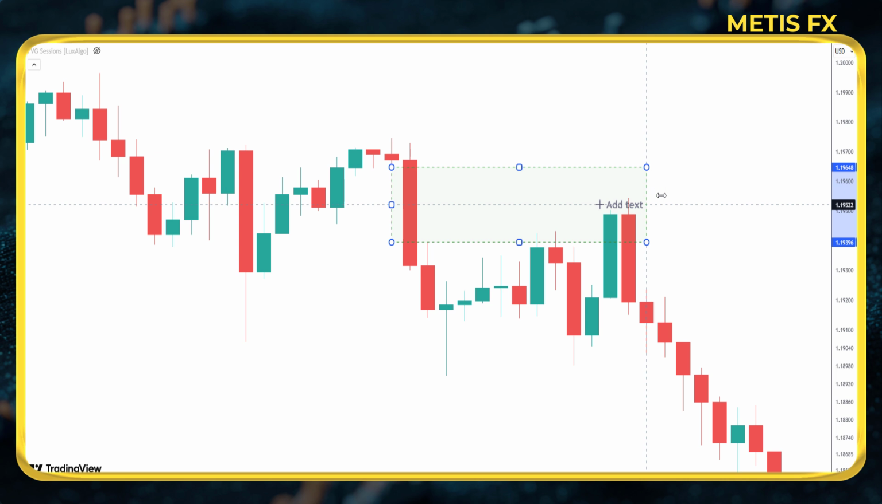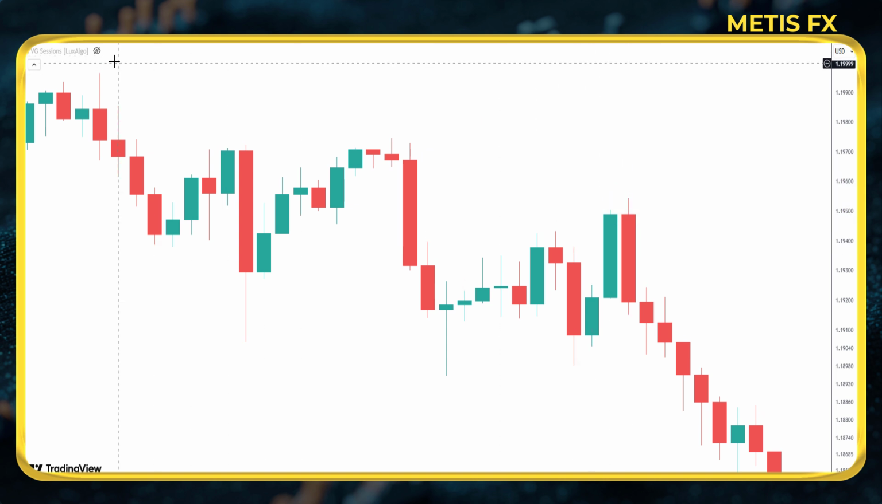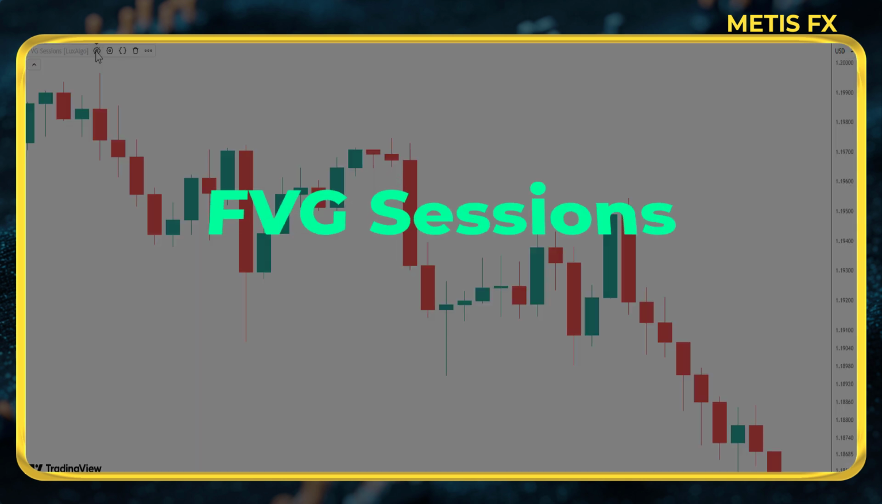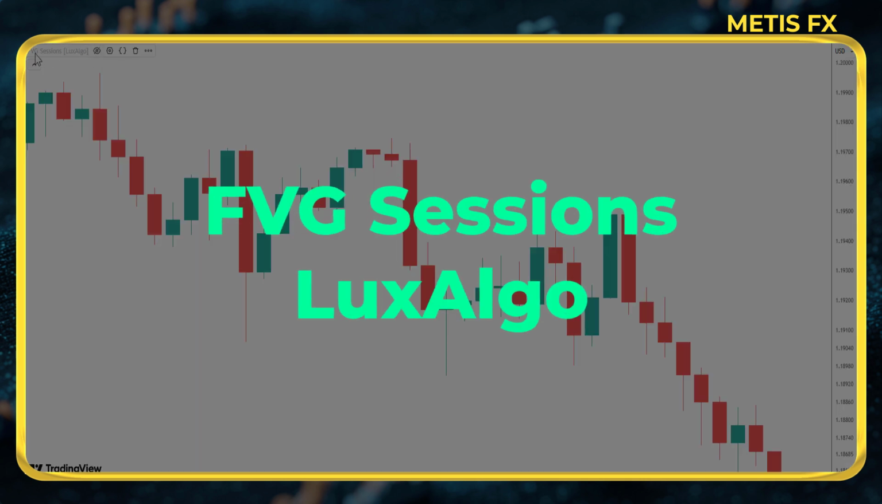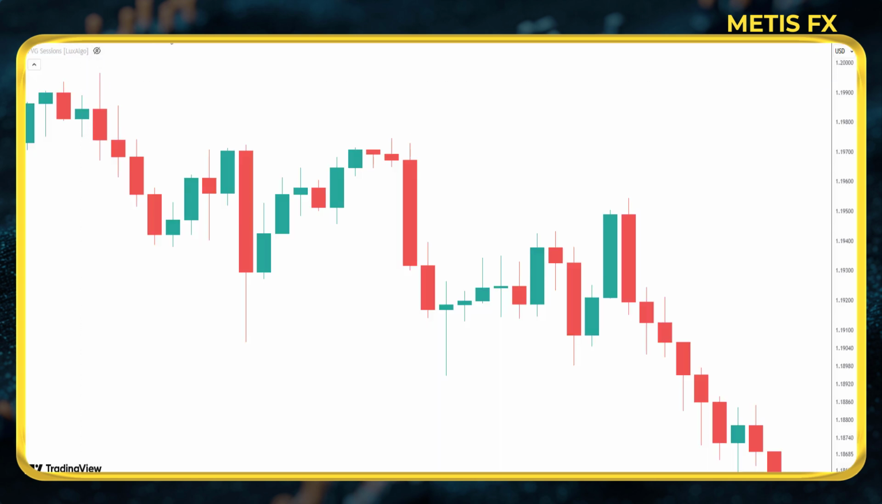To make it easier for you, I use a helper indicator that shows only the first FVG that forms each day in the same time frame, and it does not show any other FVG during that day. Exactly what we want, to trade only the first FVG of the day. The name of this indicator is FVG Sessions from Lux Algo. Add it from the Indicators section on your chart.